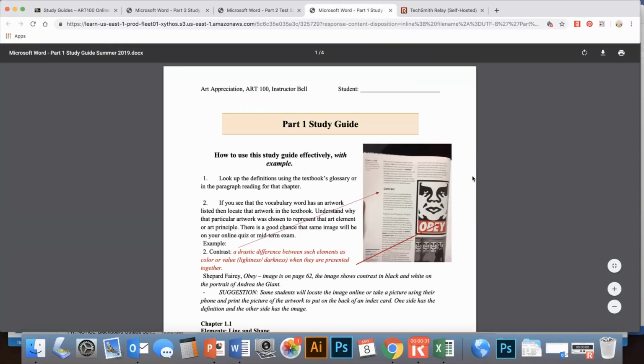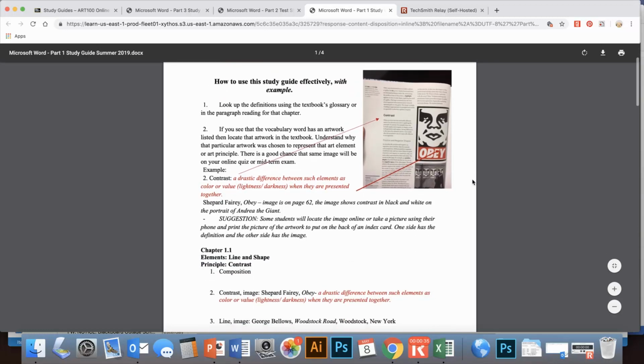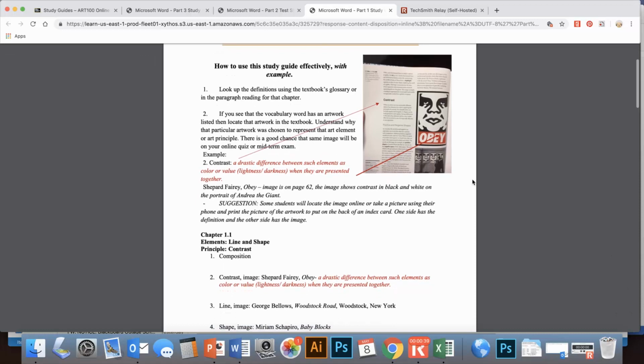So for this part one, our content is elements and principles of art. The elements are like shapes and colors and values, and the principles are the composition of those elements. As you look at this study guide, at the beginning here, it's going to explain the image and also the element or principle of art with it.